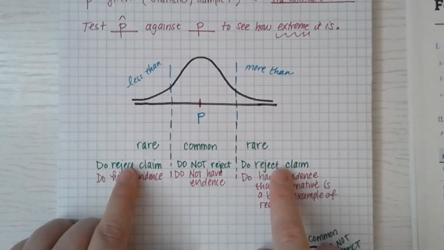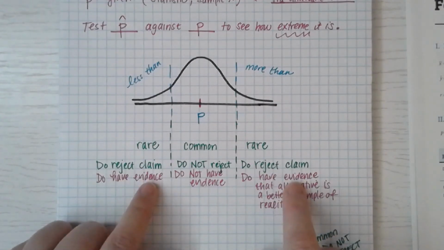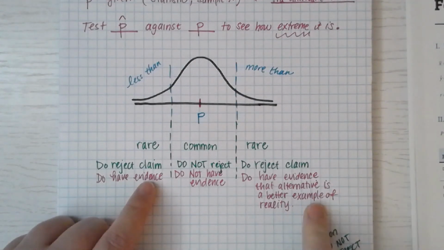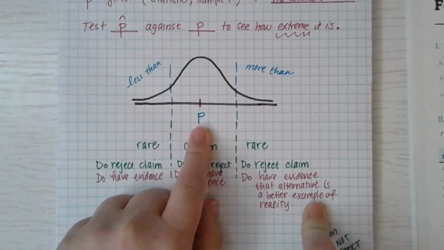So if we reject their claim, then our sample is our evidence that we think the alternative is a better example of their reality. We think our sample is a better example than what they are making us assume.